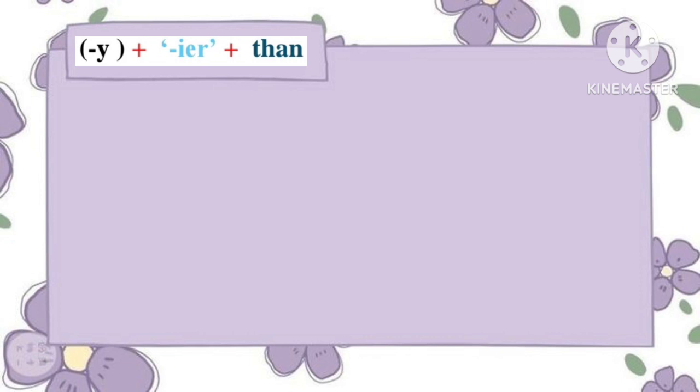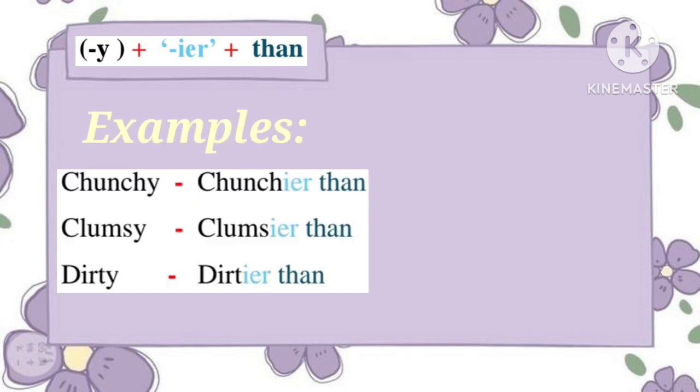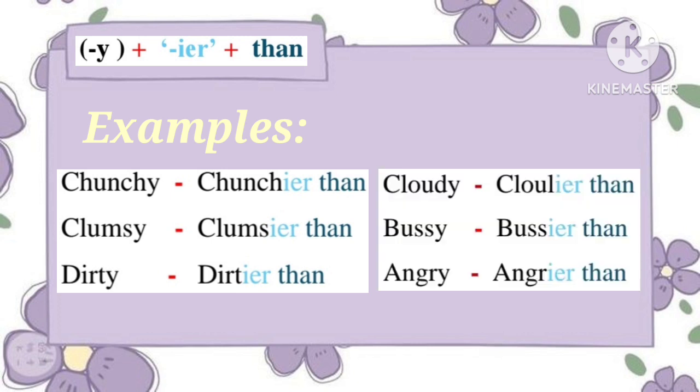For two-syllable adjectives ending in y, change the y to i, add er and use than. For example, chancy, chancier than, clumsy, clumsier than, dirty, dirtier than, cloudy, cloudier than, bossy, bossier than, angry, angrier than.